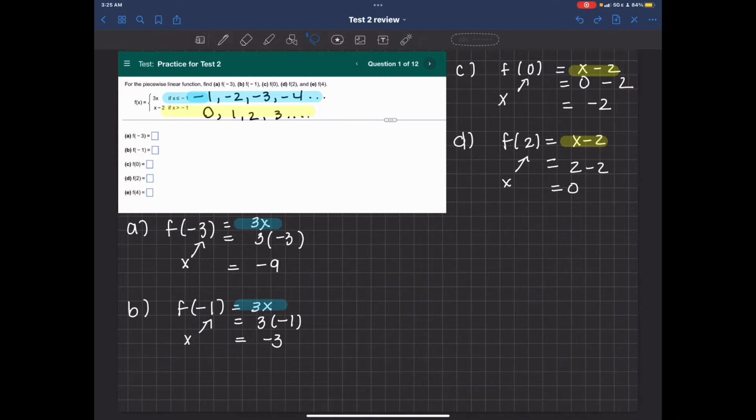And then for E, we're looking for f of 4. Again, it's going to be the second piece of the function, which is x minus 2, because 4 is greater than -1. So the x is 4. It's going to be 4 minus 2 equals 2.